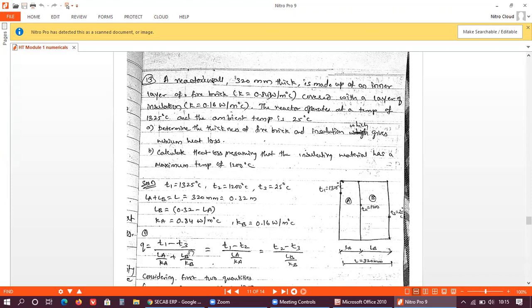Okay, as I told you, the rate of heat transfer throughout the composite wall will remain constant. It will remain the same. That's why I have written the equation. Whatever you are seeing here, T1 minus T3 divided by LA by Ka plus LB by Kb, is the expression for the entire composite wall. This is equal to the rate of heat transfer through the first wall, T1 minus T2 divided by LA by Ka, and this is equal to the rate of heat transfer through the second wall, the insulating material, T2 minus T3 divided by LB by Kb. Is it okay? Understood?